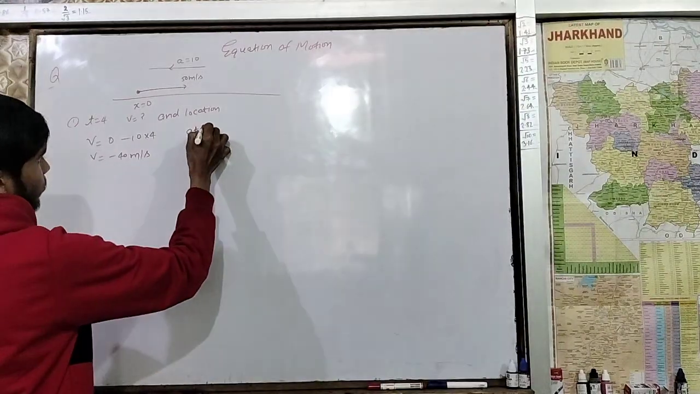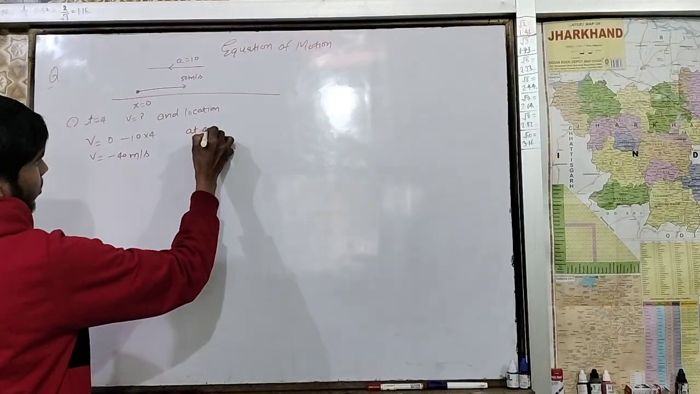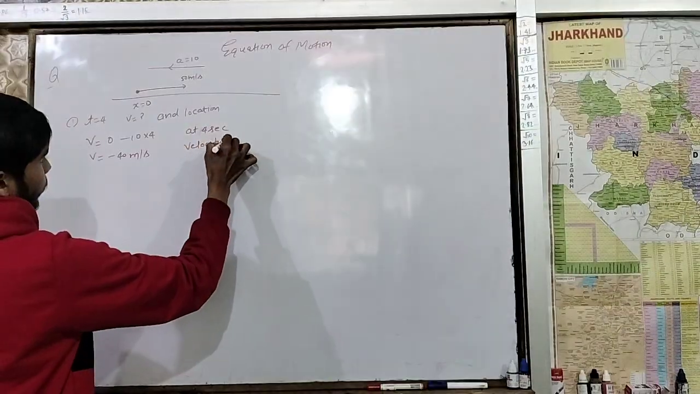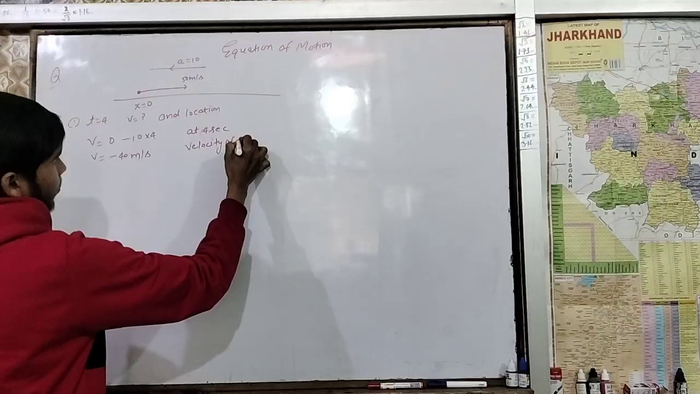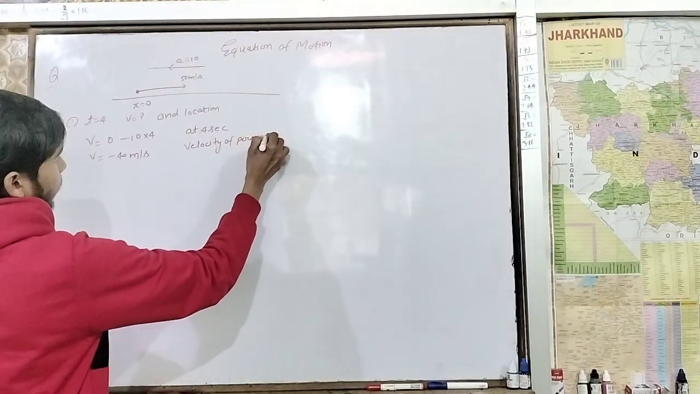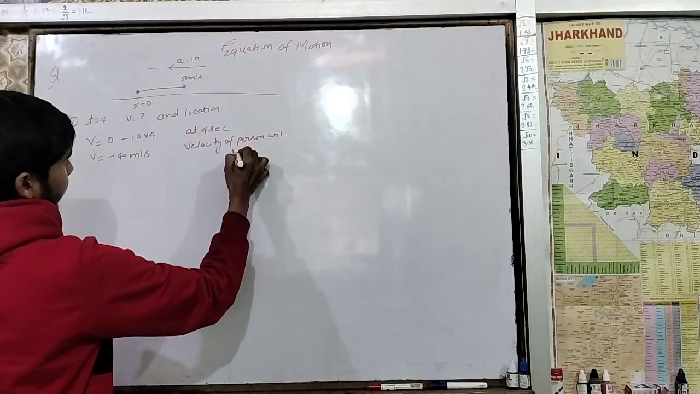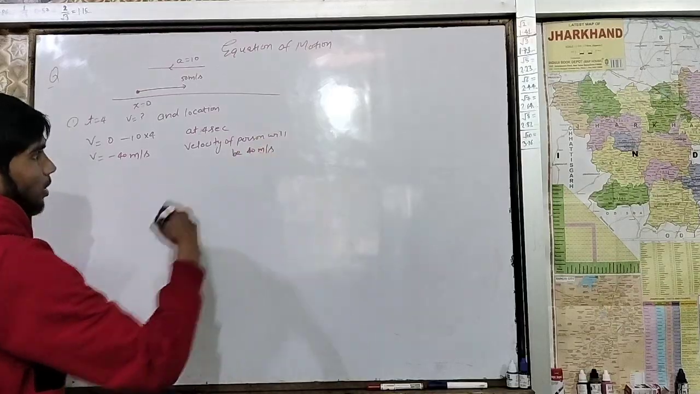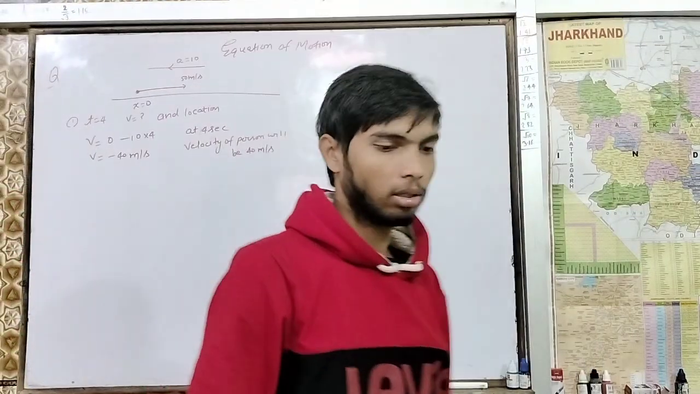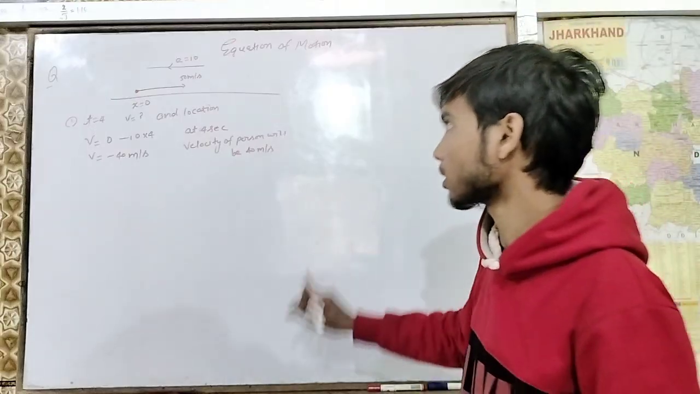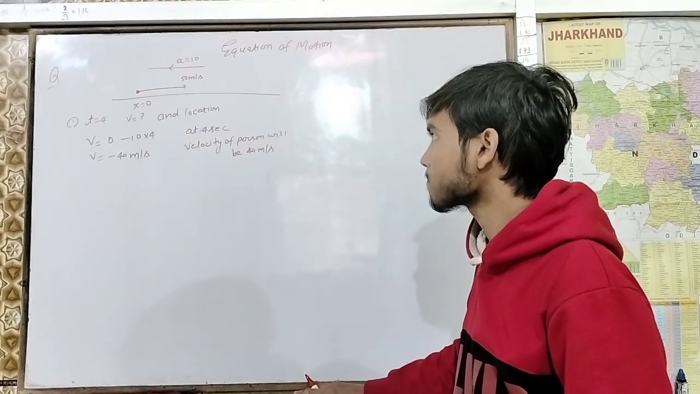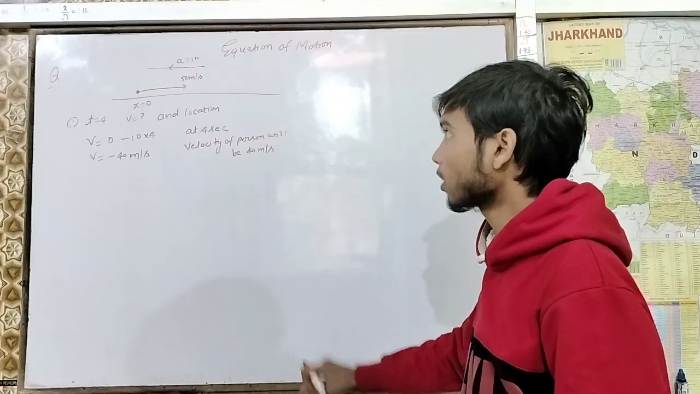At 4 seconds, the velocity of the person will be 40 meter per second. But what about location?